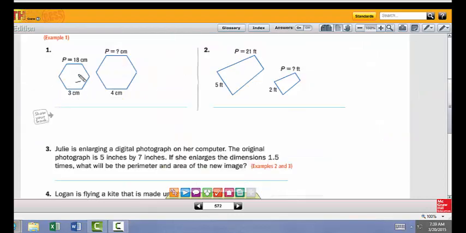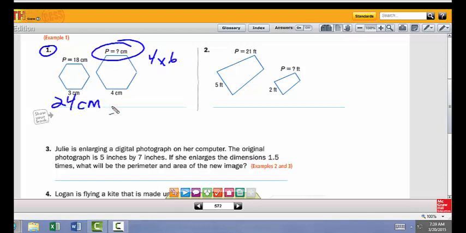Now let's do our guided practice problems. Problem number 1. In this case, we're given the perimeter here of 18 and a side length of 3, and a perimeter here that we're looking for with a side length of 4. So we could look at this and say, well, we have a side length of 4, and clearly there's 6 sides, so it's a matter of just 4 times 6, and of course our answer then is going to be 24, and it's in centimeters.